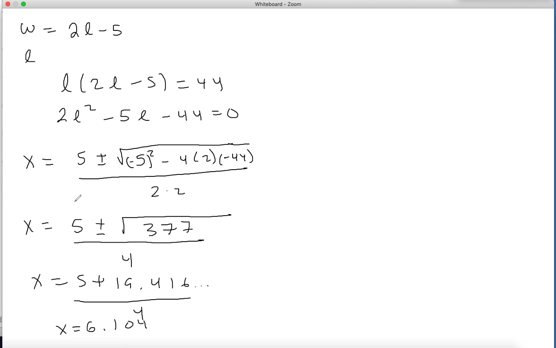And then, so that's my length, and then my width is going to be, I'm just going to take this, toss it into there. Oh, I totally changed to X as soon as I left the L. That's funny. I'm going to leave that. So I'm going to plug this in here and get my width. So that'll be 2 times 6.104 minus 5. So let's see, 2 times what's on my calculator, and then minus 5. And it gives me a width of 7.208.